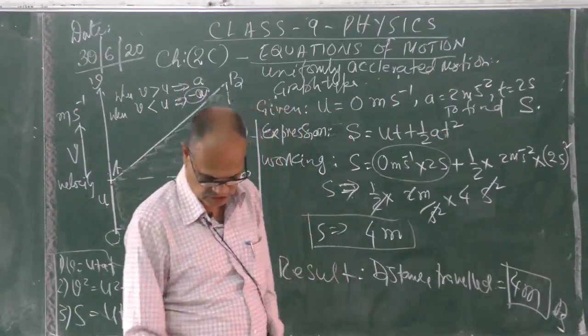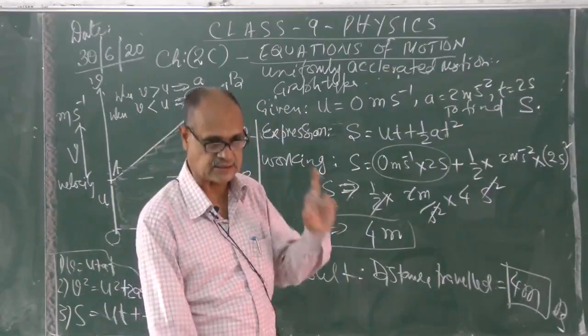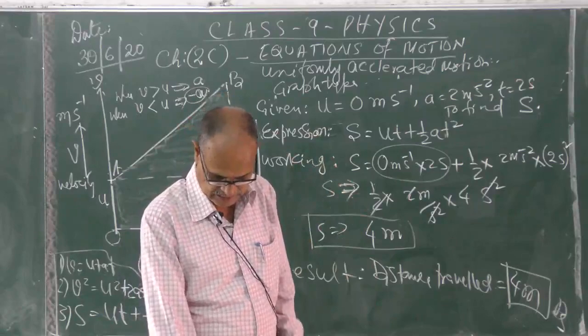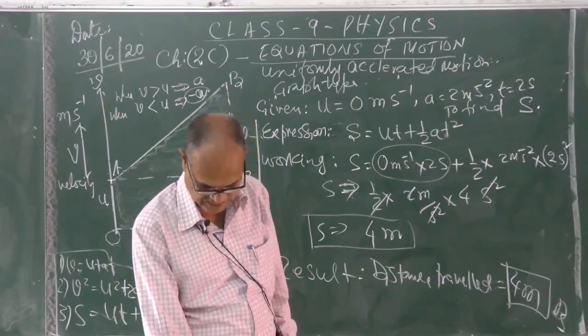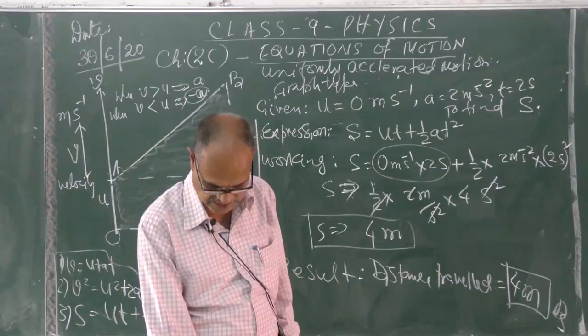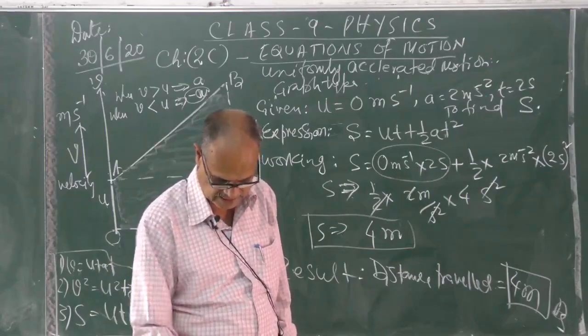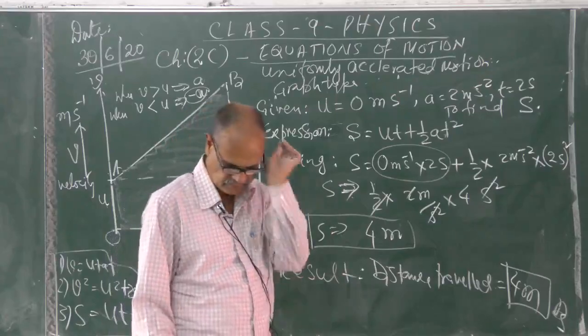I go for the 4th question. A body initially at rest, again the same kind, starts moving with constant acceleration 2 meter per second square. Calculate the velocity acquired and the distance traveled in 5 seconds.